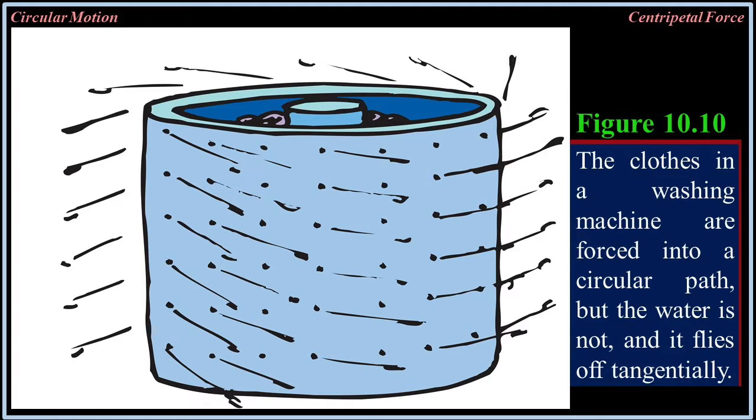The holes in the tub's wall prevent the tub from exerting the same force on the water in the clothes. The water escapes tangentially out the holes. Strictly speaking, the clothes are forced away from the water. The water is not forced away from the clothes. Think about that. Figure 10.10: the clothes in a washing machine are forced into a circular path, but the water is not, and it flies off tangentially.